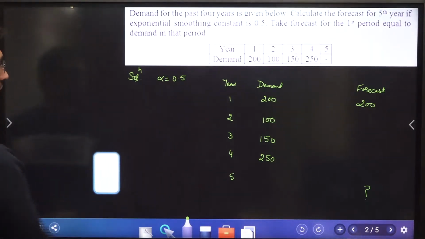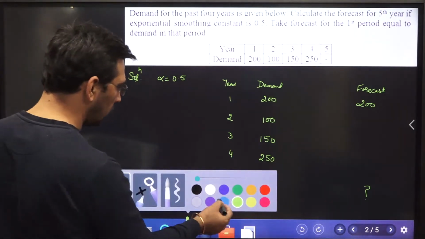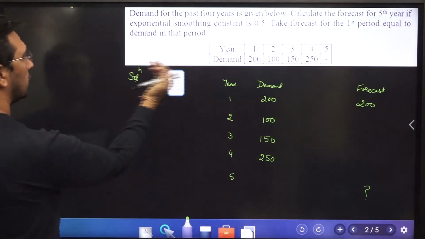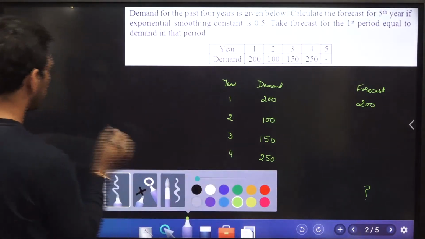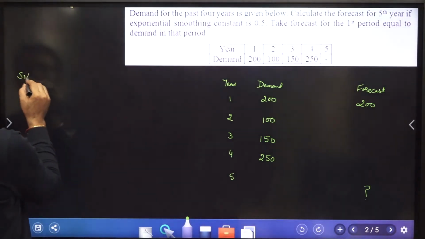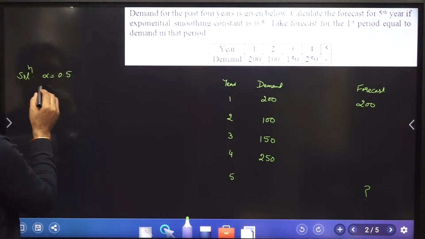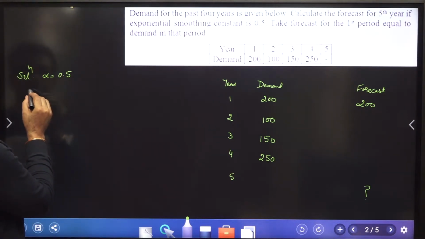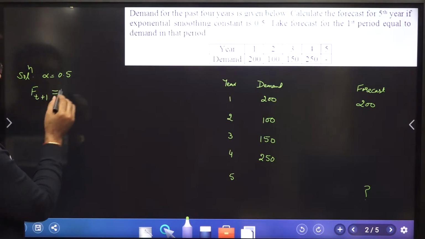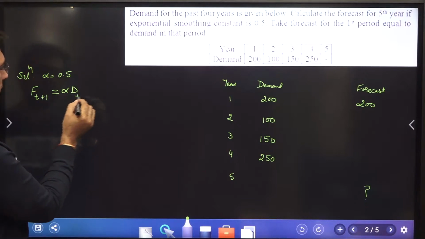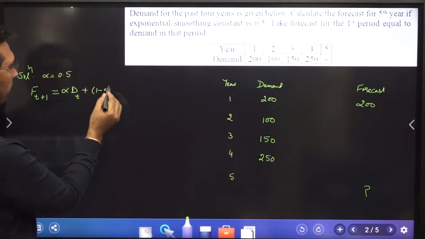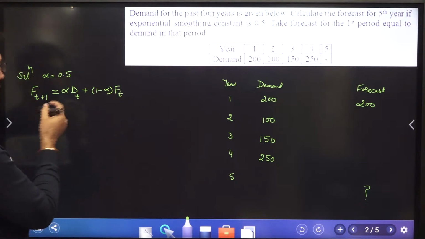So what I'm doing is, first of all, tell me, how do you write the forecast for the next period as per the exponential smoothing method? Forecast for the next period is this one. If I denote it by F(t+1), it is equal to alpha into demand for the previous period plus (1 minus alpha) into forecast for the previous period. I hope you understand this.